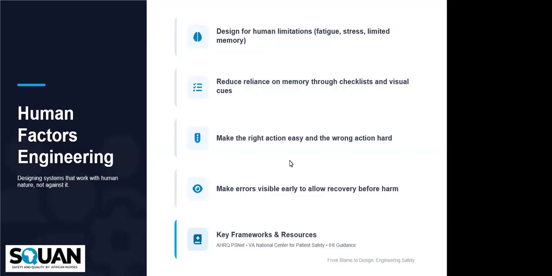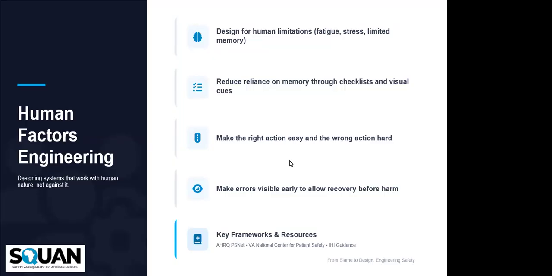So, okay, human factors engineering simply means designing systems that work with human nature, but not against it. It factors in the fact that humans are fallible. Humans can make mistakes. It understands that we have limitations. We can be fatigued, we can be stressed, we can have limited memory. Reducing reliance on memory through checklists, as we've said, and visual cues, making the right action easy and the wrong action hard. And I have an example as well that brings that to reality.